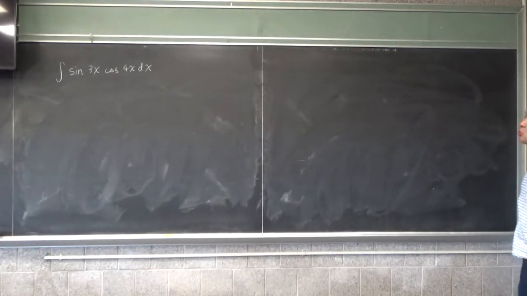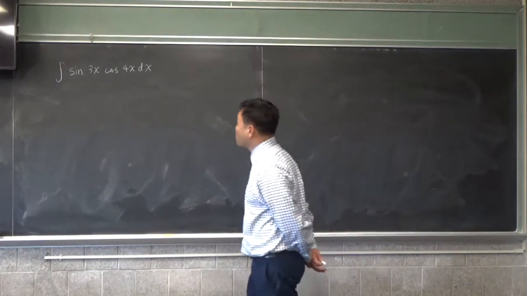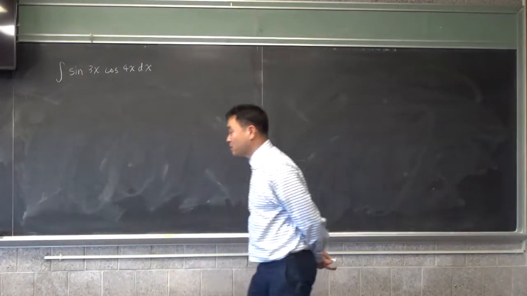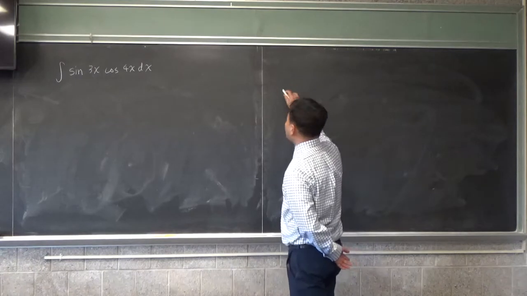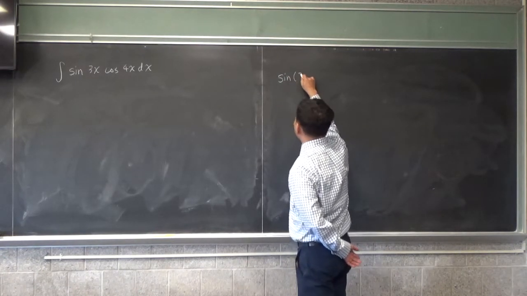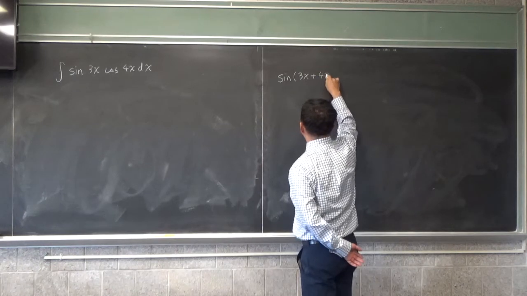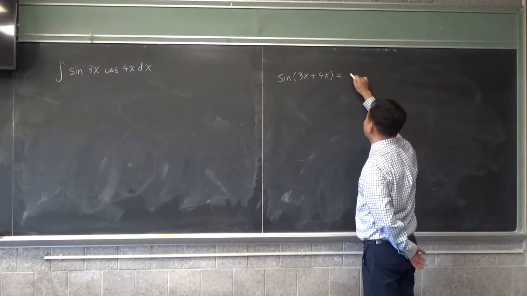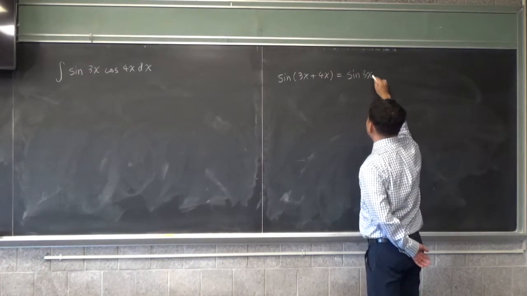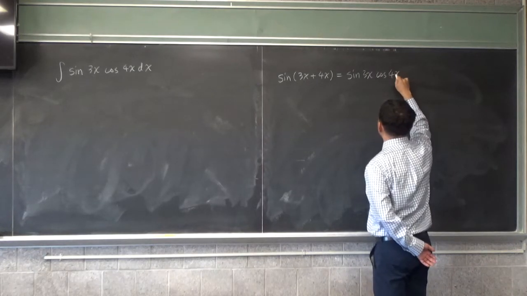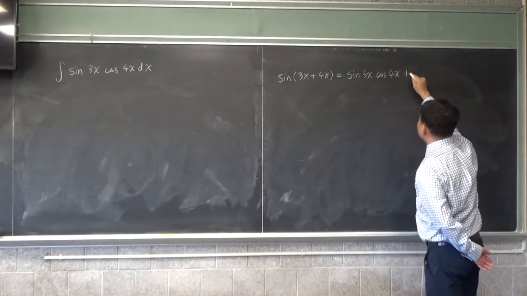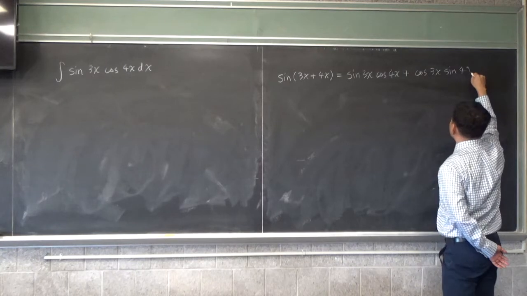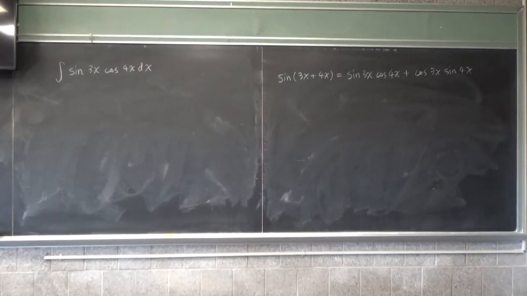So even if you knew integration by parts, the better strategy would be to change this into a sum of two trig functions. And the basic idea is this. Think about the sine of 3x plus 4x. Well, sine of a plus b is what? Sine of a cosine of b plus cosine of a sine of b. Right? That's the sine a plus b formula.